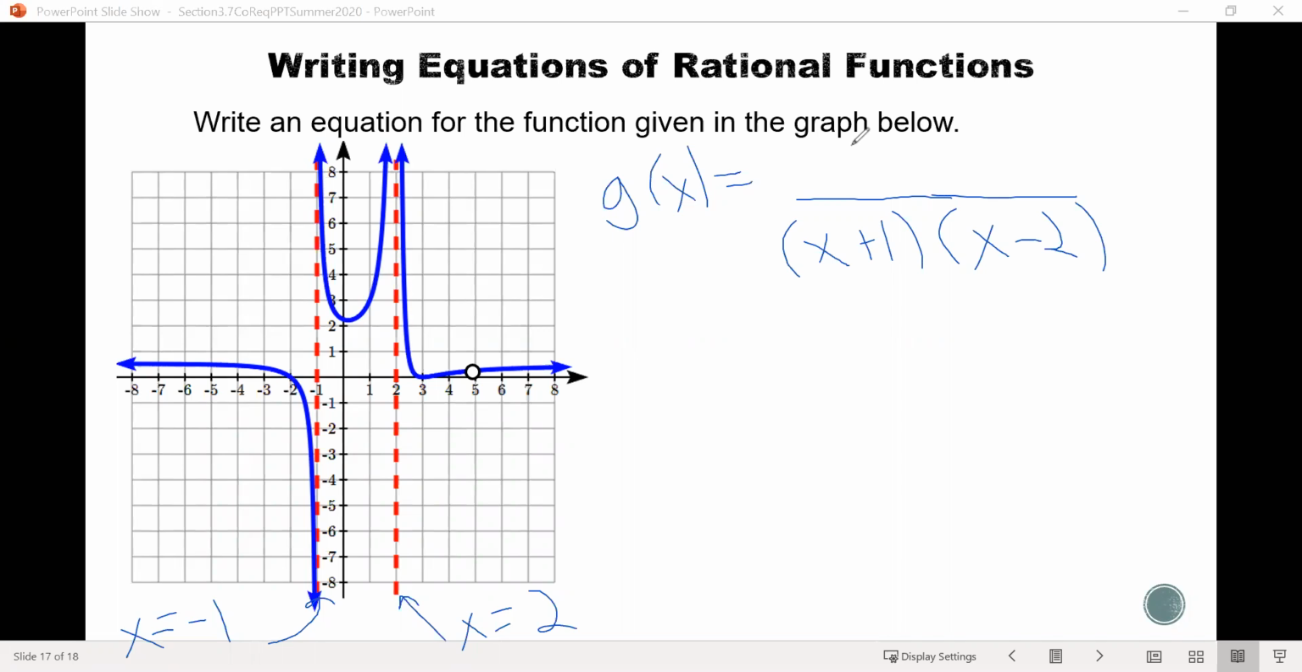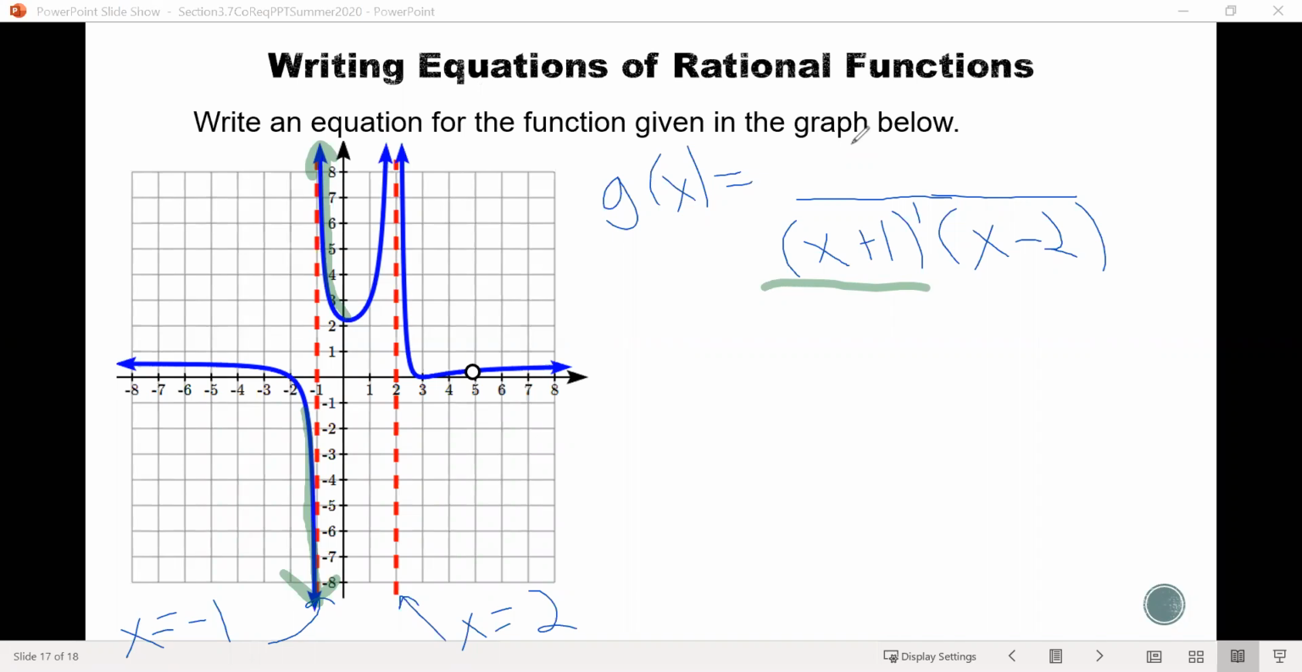Okay, that's the first part of that. The second part, we need to figure out the powers on these. And the way that we do that is we look at what the tails do on each side of those asymptotes. So looking at the first one, where the x equals -1, which relates to the x plus 1 factor, notice that on the left-hand side, the tail goes down. On the right-hand side, the tail goes up. So they're going in opposite directions. So that tells us that the power on this should be an odd power, which in this case would just be 1. So that's for that one.